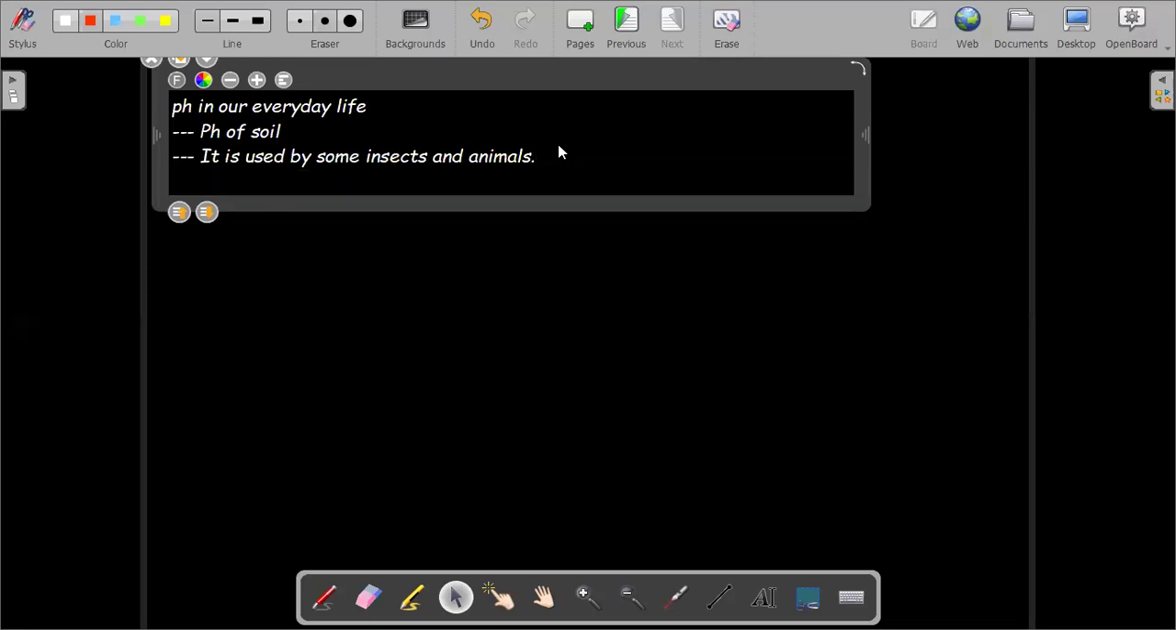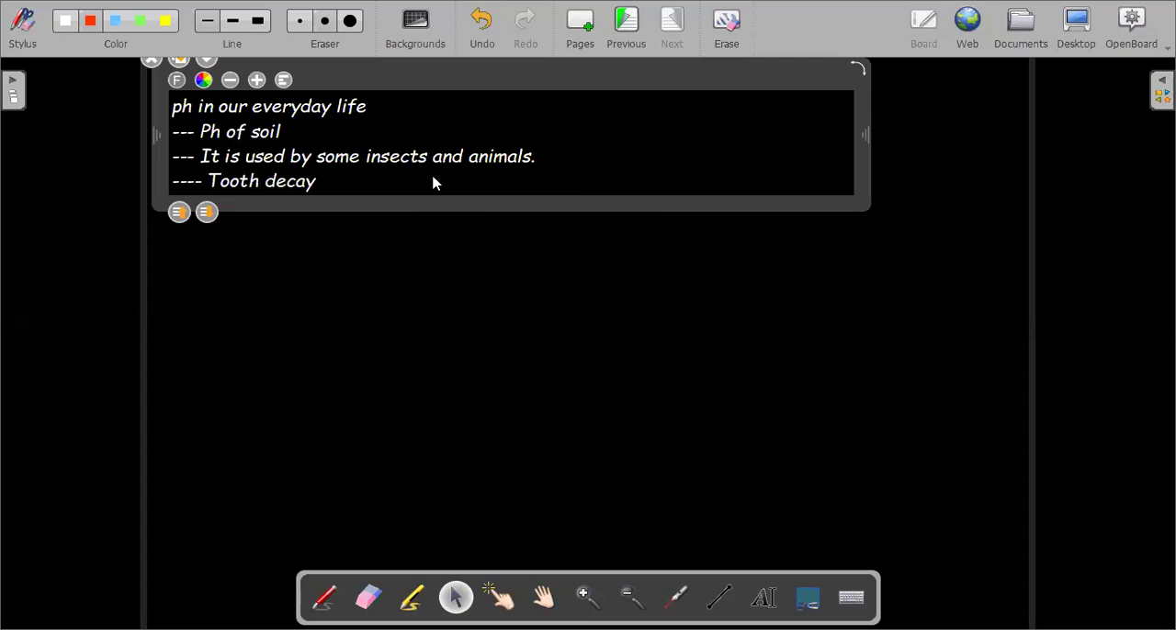And pH is also a reason for tooth decay. How is tooth decay affected by the pH? Can you repeat the question? Okay, see, when tooth decay occurs, it is the bacteria which release acid.